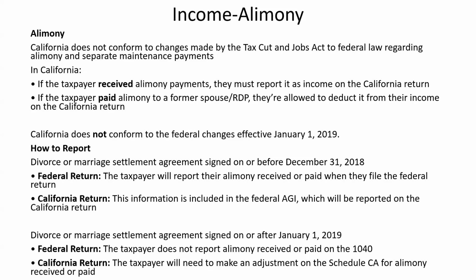We actually had a VITA client at the church, I think about 2 or 3 years ago. She came in and she was receiving alimony, a significant amount, at least for her. I think it was like 30 or 40,000. And I said, yeah, bad news is on your California return, it's a fully taxable event.